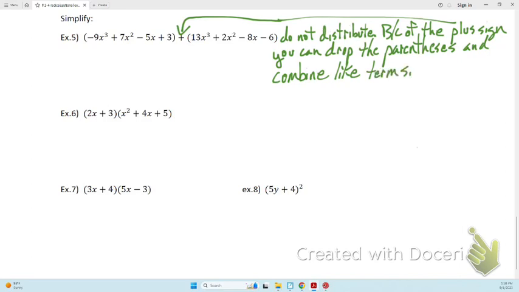So let's do that. We have negative 9x cubed plus 7x squared minus 5x plus 3. Now, where that arrow is pointing at that plus sign, if that had been a negative, then you'd have to flip all the signs. But that's not the case here. Plus 13x cubed plus 2x squared minus 8x minus 6.